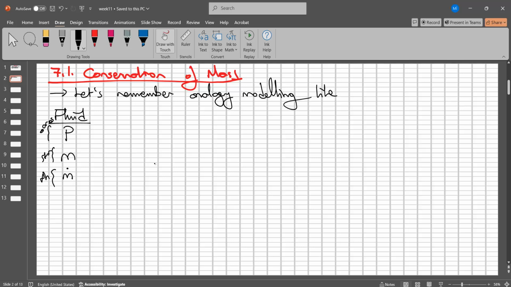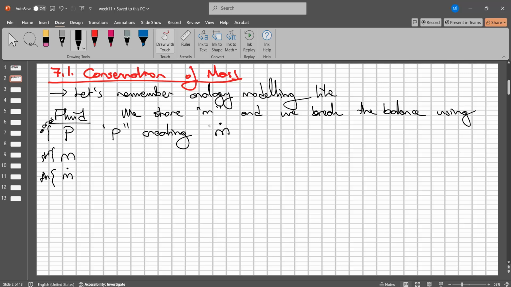Okay, so we can store the m and we break the balance using the pressure P, and this creates the m dot, the flow rate between two components. Okay, so this is the case, and then we can build our basic problem based on the hydraulic one.